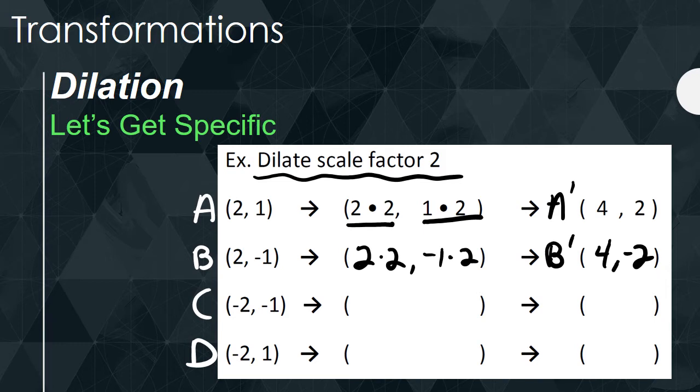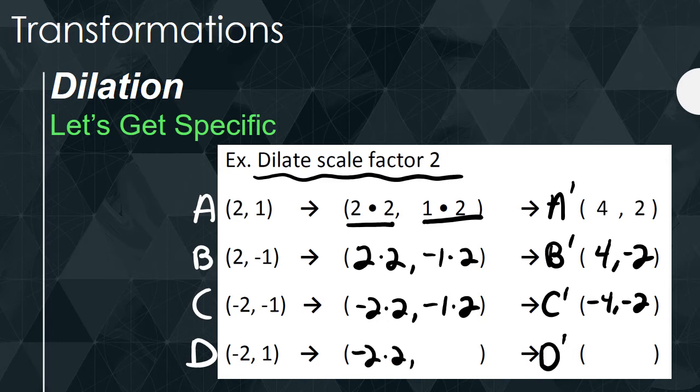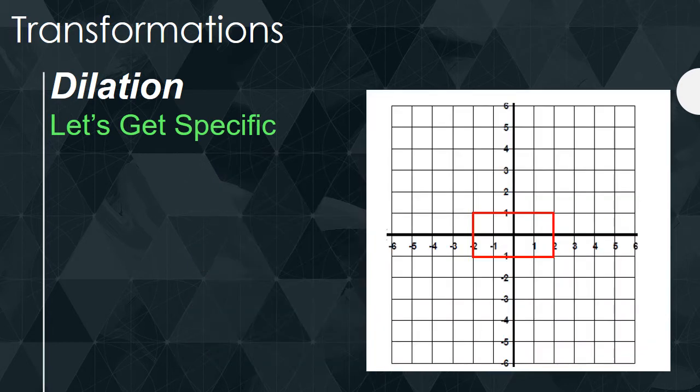So let's go ahead and do C, times our scale factor of 2. That's going to give us -4, -2 for C prime. And D prime, when we work this out, -2 times 2 and 1 times 2 is going to give us -4 and +2.